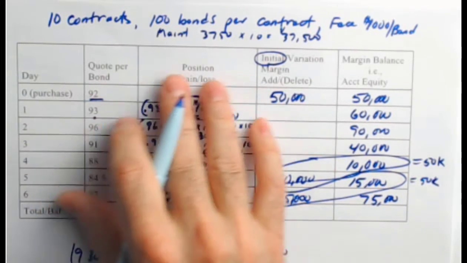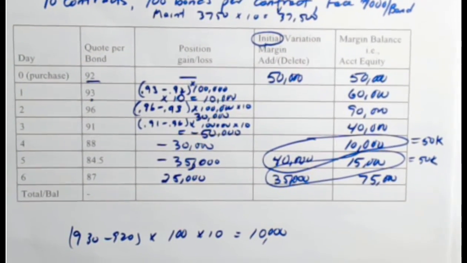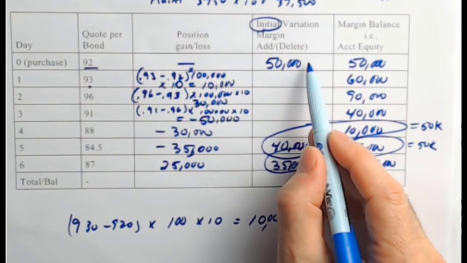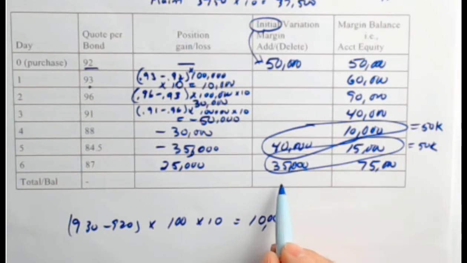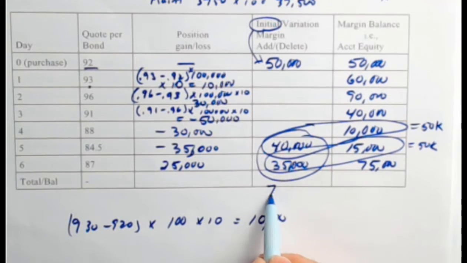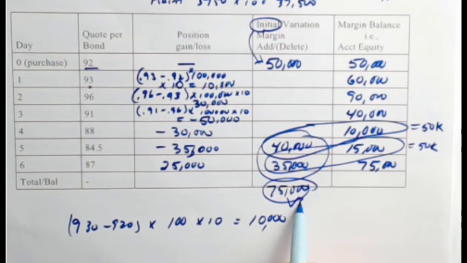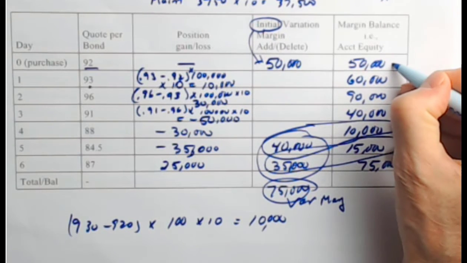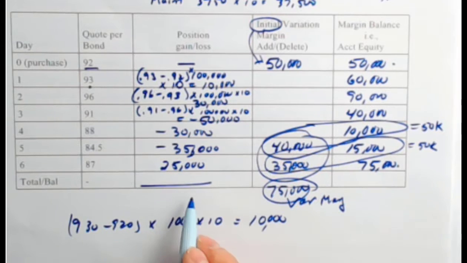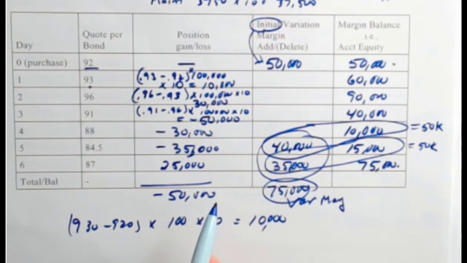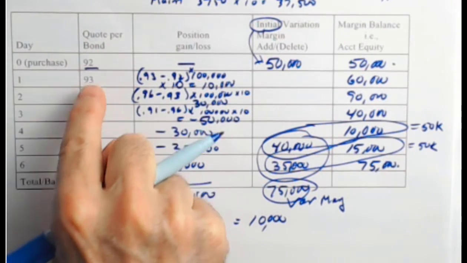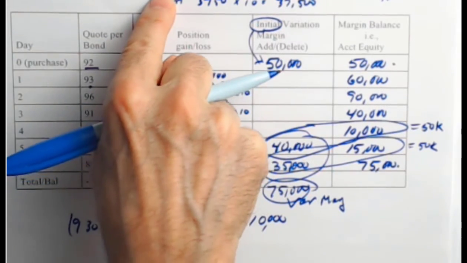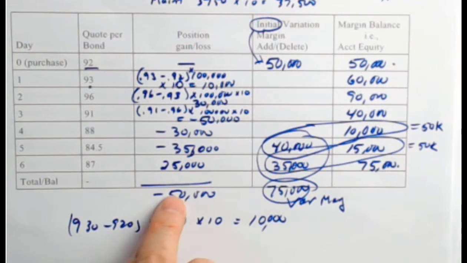So now let's try to reconcile this to make sure we did everything right and we have a good grip on the ideas here. So notice what happened. We had 50,000 in initial margin. We had 75,000 total in variation margin. We had an ending balance of 75. We had a starting balance of 50. And we had gains and losses that total a minus $50,000. And you can check that because look, it's a $5 loss, right? Or you could say $50 loss times 10 contracts times 100 bonds. We lost $50,000 on this position overall.